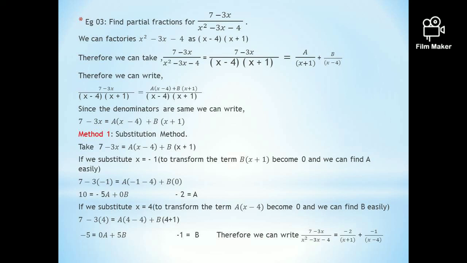Then if you substitute x equals 4, the a term gets canceled out, and you get 7 - 3 into 4 equals a times (4 - 4), where the a term cancels, plus b times (4 + 1), that is 5b, equals -5. With that you obtain b equals -1. Therefore you can write (7 - 3x) over (x squared - 3x - 4) equals -2 over (x + 1) plus -1 over (x - 4).